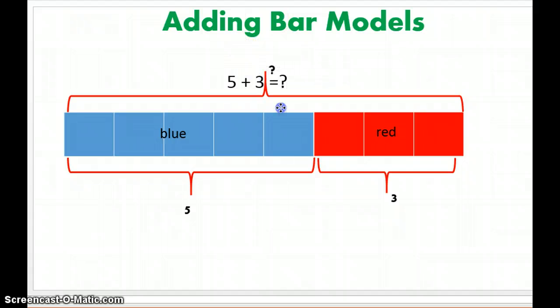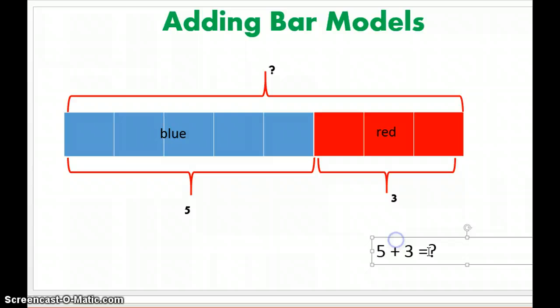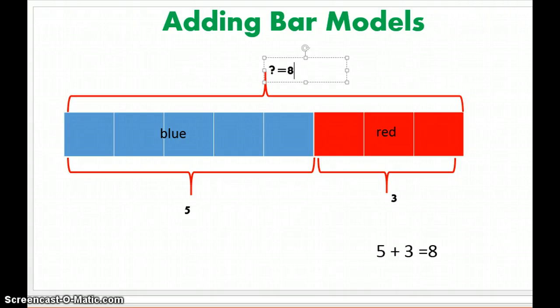The next thing I need to do is show my work. So I need to solve my problem, basically. So 5 plus 3, I'm going to use the count on method. I'm going to put 5 in my head, and I'm going to add 3 more. So that's 6, 7, 8. My answer is 8. 5 plus 3 equals 8. So I'm going to go back to my question mark. This is not a question mark anymore. Now I know that the answer is 8.